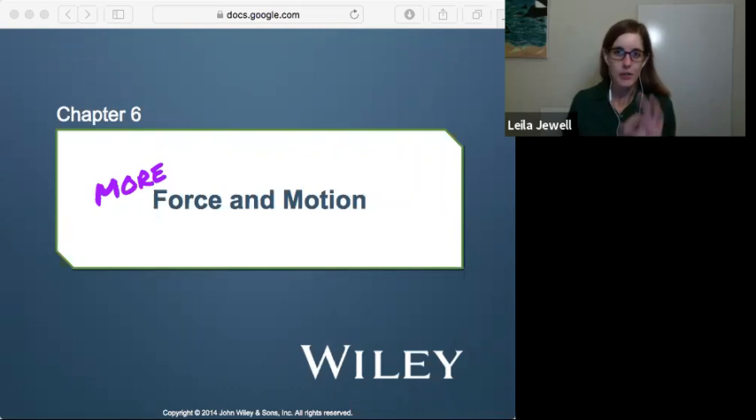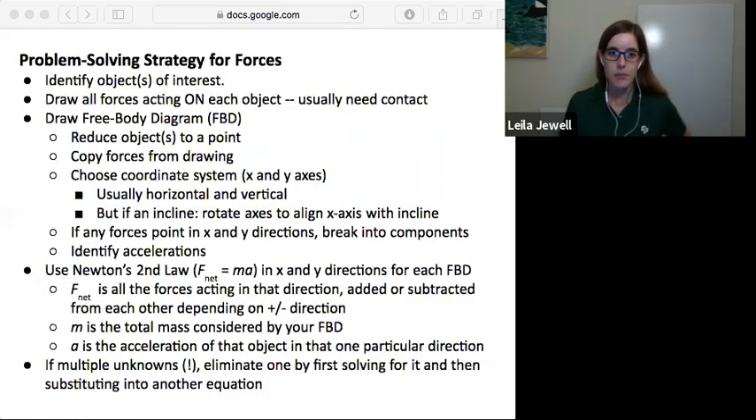Before we get into some of those other forces and considerations, I wanted to highlight this problem-solving strategy for forces. So this should work for Chapter 5 or Chapter 6. First, you want to identify the objects of interest. So, what are we most interested in? What is moving? What has forces acting on it?